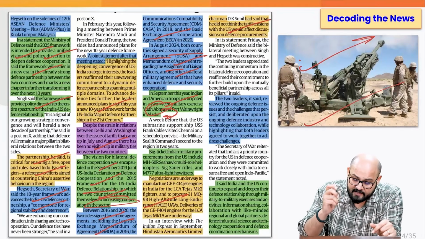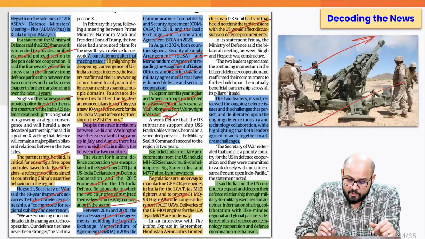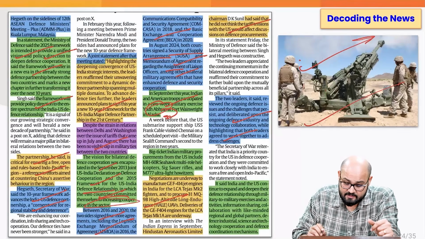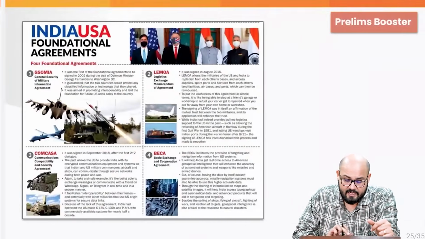The two leaders reviewed the ongoing defense issues and challenges that persist and deliberated upon the ongoing defense industry and technological collaboration. While highlighting that both leaders agreed to work together to address the challenges, it said that India and the US continue to expand and deepen their defense relationship through military to military exercises and other avenues.